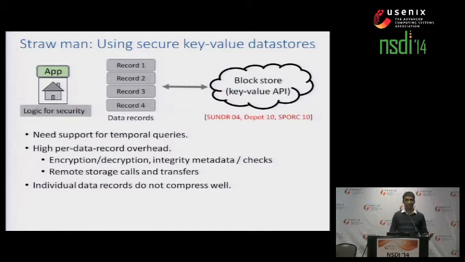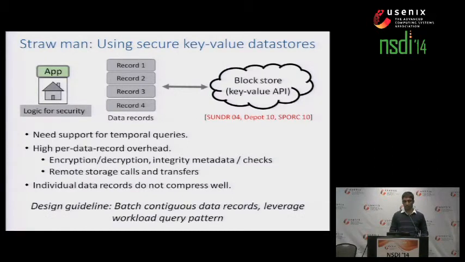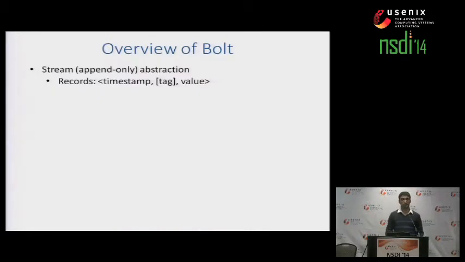So the solution is to batch contiguous data records. And this works for applications for smart homes because they anyway look at multiple proximate data records within a query. So based on these design guidelines, Bolt presents a stream-based abstraction to its applications. Applications can append data records to a stream. Each record consists of a data value, a timestamp, and is associated with one or more tags. An application can share this stream with a reader application that can do lookups based on timestamps and tags.